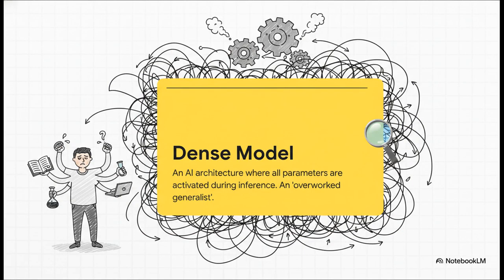So let's just nail down that term dense model. In a dense architecture, every single one of the model's parameters, you can think of that as its entire knowledge base, gets activated for every single calculation. The analogy of an overworked generalist is perfect. It's trying to be a world-class poet, a physicist, and a computer programmer all at the exact same time. And that right there is the core of the inefficiency problem.